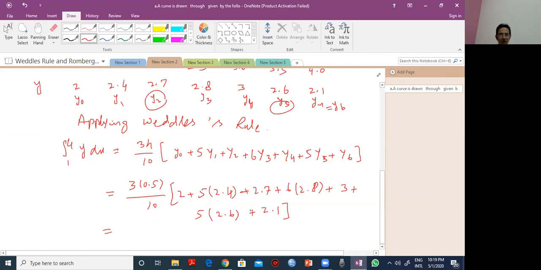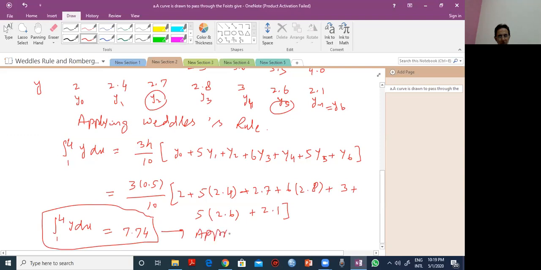Student, when we simplify them with the help of a calculator, it is 7.74. It means this is the approximate integral from 1 to 4 of y dx when we apply Weddle's rule. So this is called the approximate integral value.